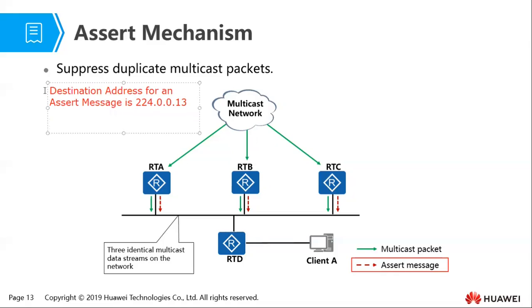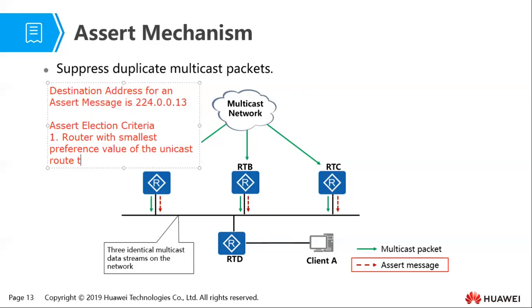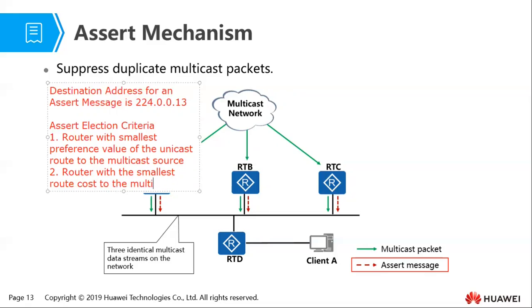Now, after receiving an assert message from another router, you have to go into what we call an assert election. The criteria for the assert election is, first of all, it selects the router with the smallest preference value of the unicast route to the multicast source. So initially it will look at that, then if the preference value is the same to the multicast source, it looks at the cost: the router with the smallest route cost to the multicast source.